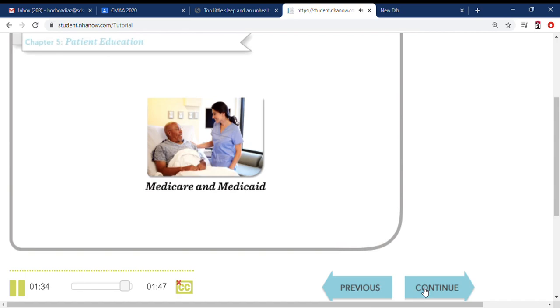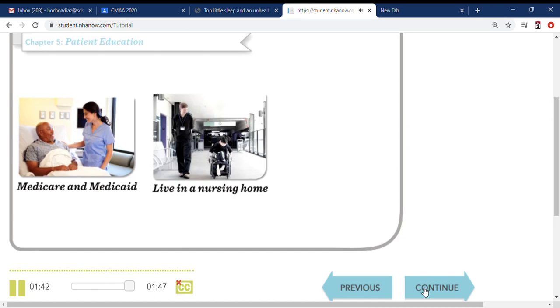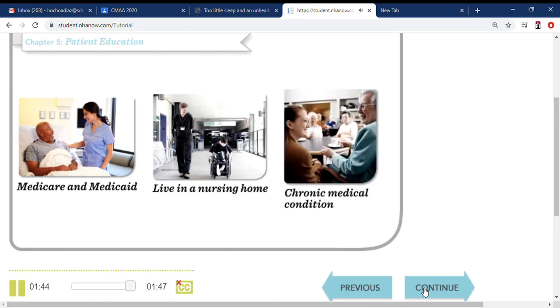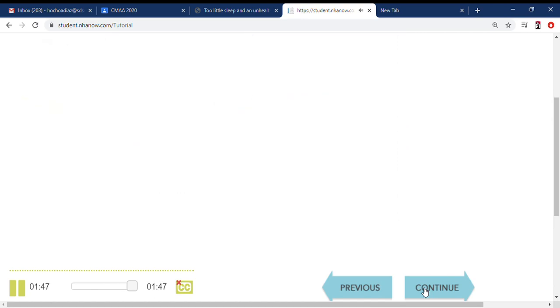Medicare's specialty plans provide focused, specialized health care for specific groups of people, such as those who have both Medicare and Medicaid, live in a nursing home, or have chronic medical conditions.